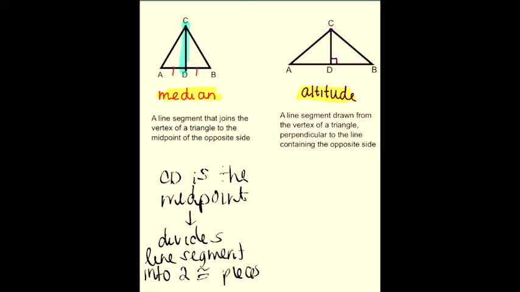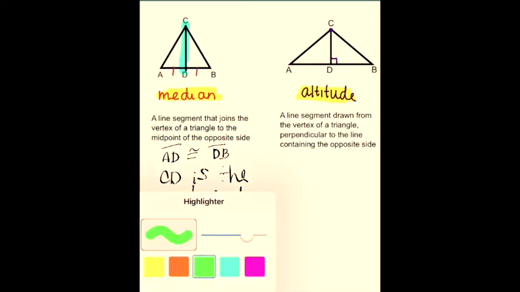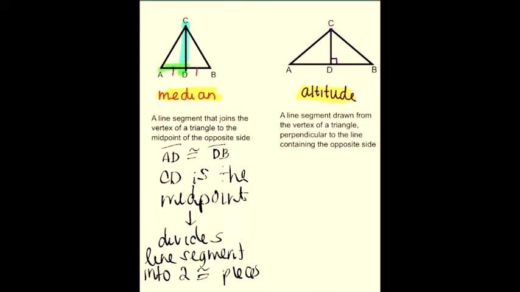So that means that we could say that AD is congruent to DB. Or that this piece here is congruent to this piece here because D is in the center, it's the midpoint, and it divides it in half equally. Okay, so that's median. Altitude, it looks similar as I said before, but it's something totally different.